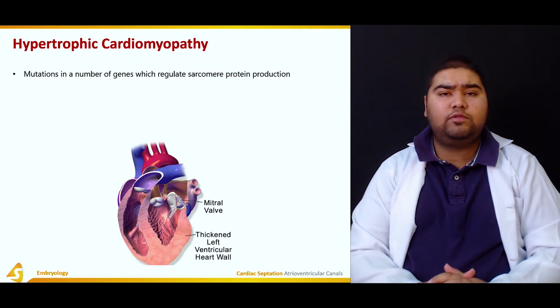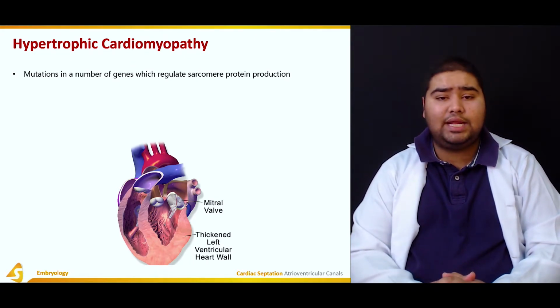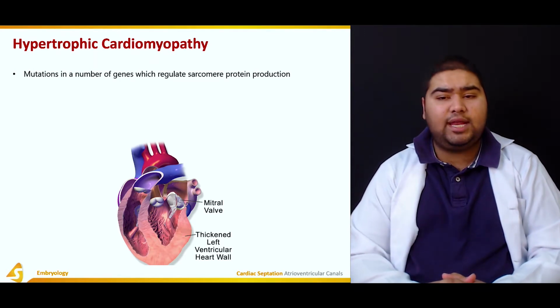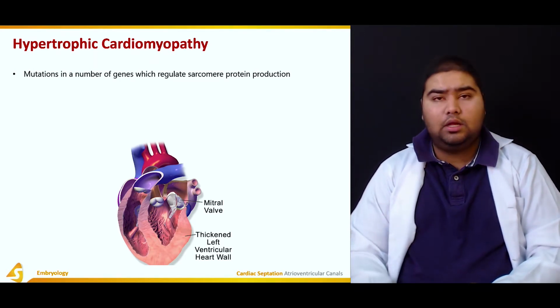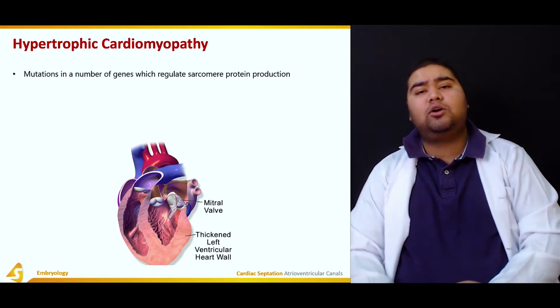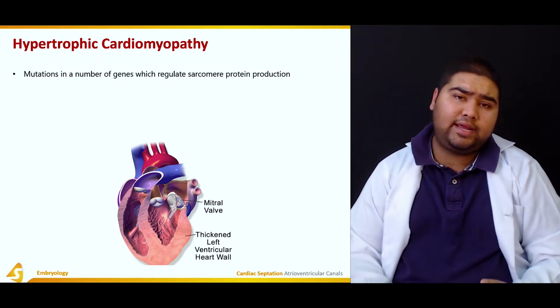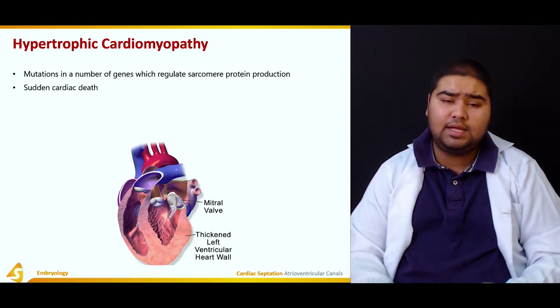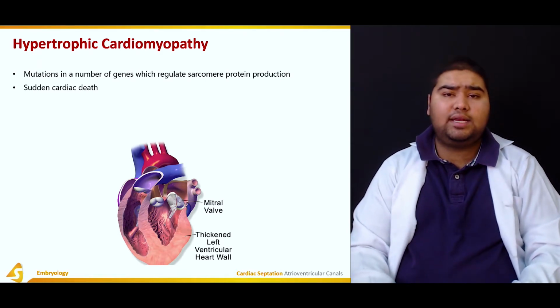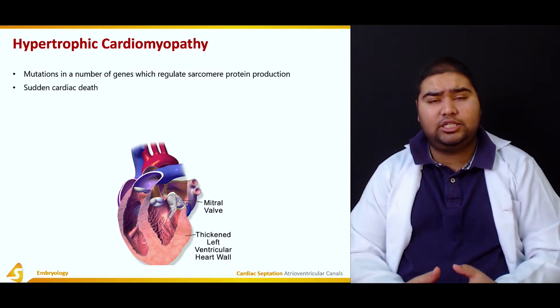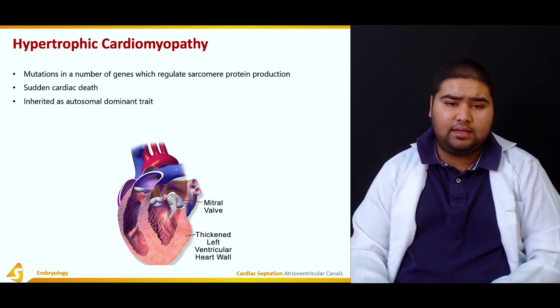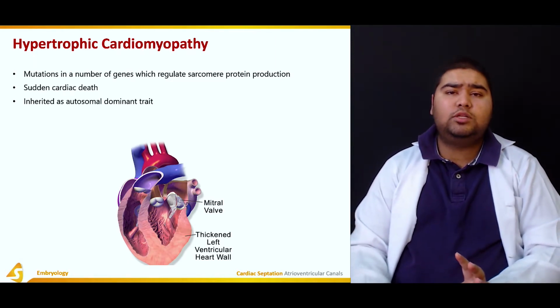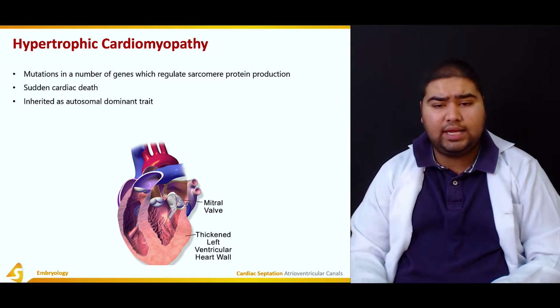So let's talk about hypertrophic cardiomyopathy now. Hypertrophic cardiomyopathy is caused by mutations in a number of genes which regulate sarcomere protein production. So actually there is faulty sarcomere protein production, and it is regulated by a number of genes. So there are many mutations in these patients. It can cause sudden cardiac death, especially in athletes, because in this condition, the more a heart is used, the more it is at risk of sudden cardiac death. It is inherited as an autosomal dominant trait.